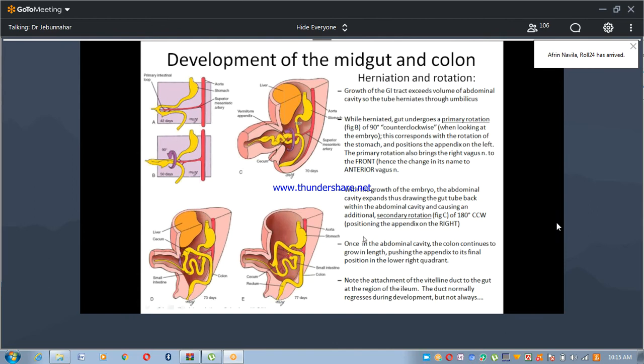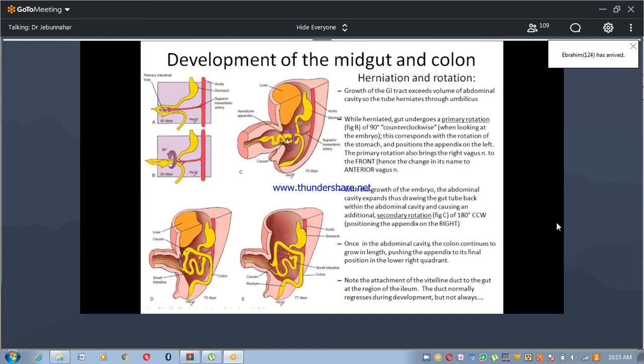Here, as we showed in the picture, the loop undergoes anti-clockwise rotation by 90 degrees, and then the prearterial segment undergoes a great increase in length. The prearterial segment increases in length to form the coils of jejunum and ileum.